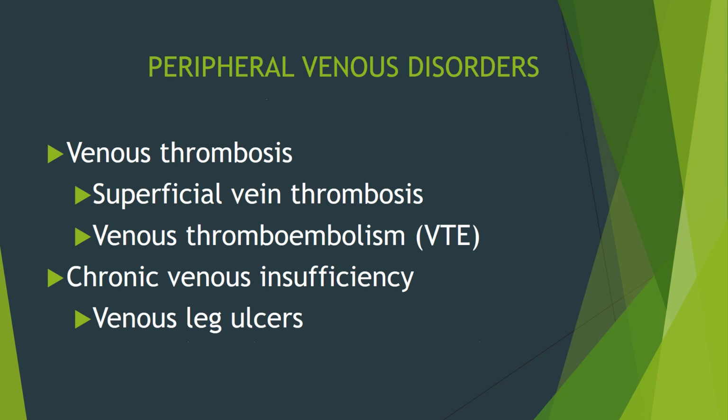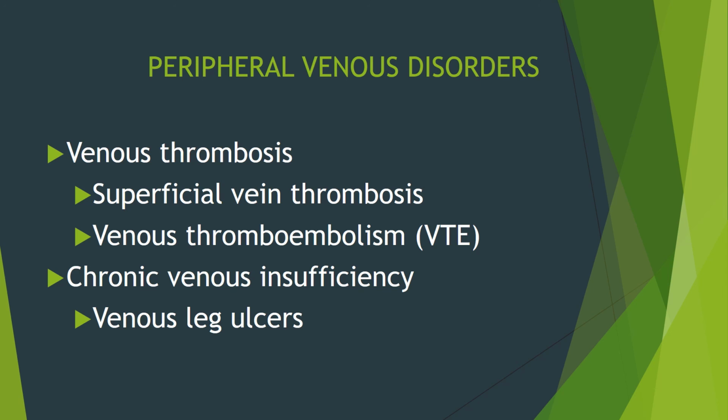All right, we're going to move into talking about peripheral venous disorders. What we were talking about before was peripheral arterial disorders, and now we're going to get into talking about peripheral venous disorders. And these are really divided into two things: venous thrombosis, or a clot, and chronic venous insufficiency, or what we were talking about with decreased blood flow, but this time it's going to be chronic venous insufficiency rather than arterial insufficiency.